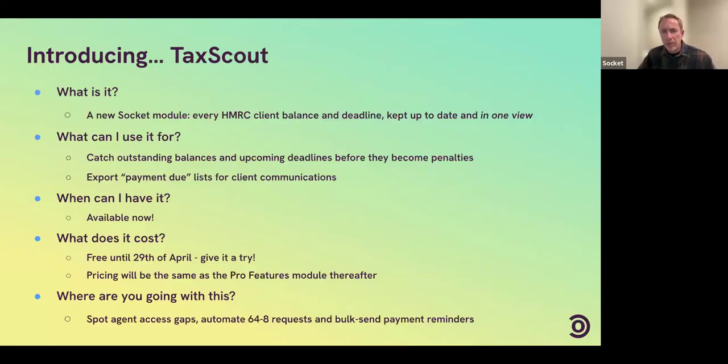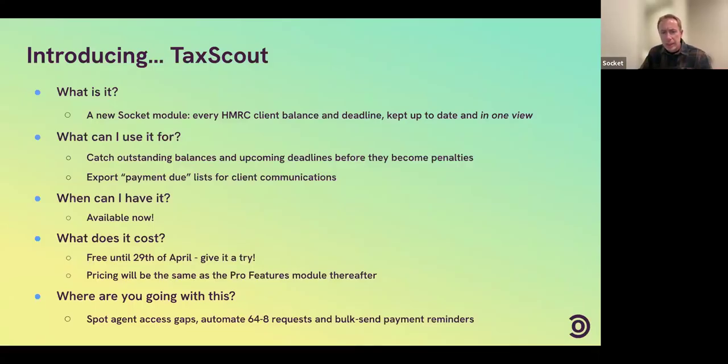We've got quite an exciting roadmap around TaxScout as well, so I'll just mention this now. The aim is to allow you to spot gaps in agent access. So, looking across your client portfolio and seeing which ones you've got agent access for and which ones you don't. The cool thing with having this inside your proposal system is that we can compare that with the services those clients are signed up for within Socket, and see that, for example, you're saying you're doing their year-end accounts, but it doesn't look like you've got access to their corporation tax.